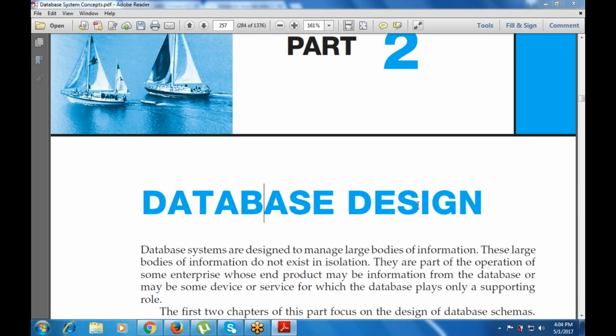Today's topic is part number 2, database design. We are finished with part number 1, that is analysis and investigation. Next part is part number 2, that is database design.